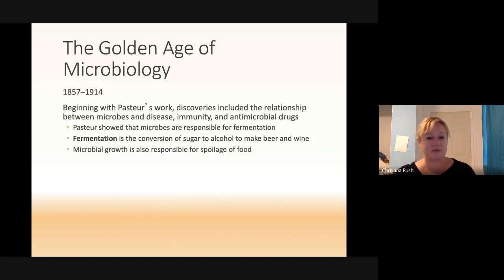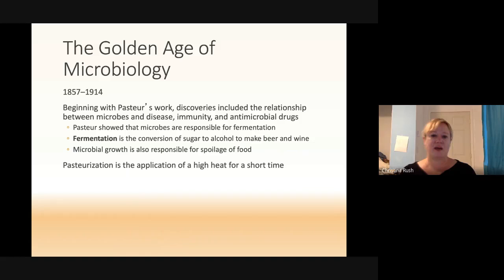Microbial growth, as we know, is also responsible for the spoilage of food. Now, prior to Pasteur's work, people did know that they had to keep their food from spoiling. So they would salt it, they would dehydrate it, they would put it in high vinegar, so pickle it, right? So people knew that food would spoil, but they didn't know that microbial growth was responsible for the spoilage of food.